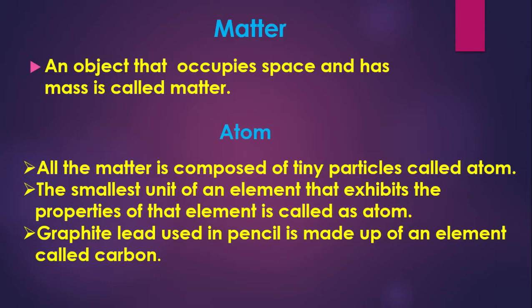Matter. What is matter? An object that occupies space and has mass is called matter. What is an atom? All matter is composed of tiny particles called atoms. The smallest unit of an element that exhibits the properties of that element is called an atom. Example, graphite lead used in the pencil is made up of an element called carbon.